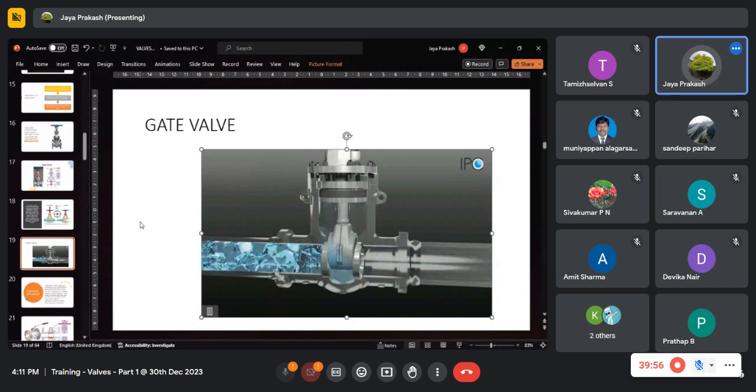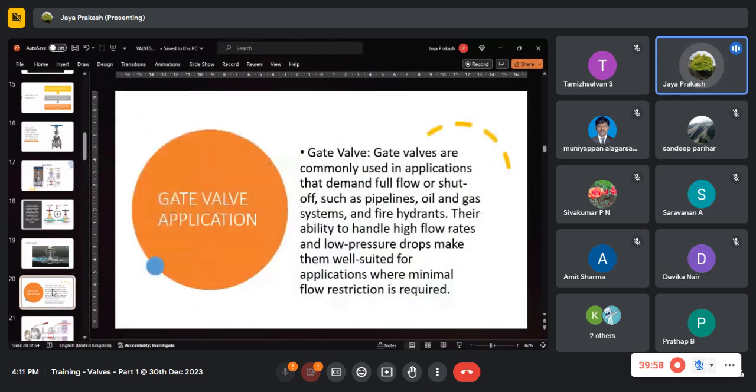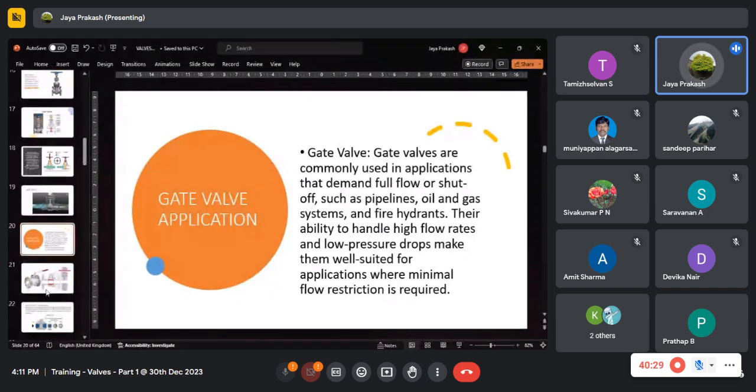Okay, this is a gate valve, and gate valve applications are the oil and gas industry, fire hydrants, and others. Based on applications, they are able to handle high flow rates, because you can see that the flow is not at all obstructed because of the type of construction. That's why wherever they need such a requirement, they go for gate valves.